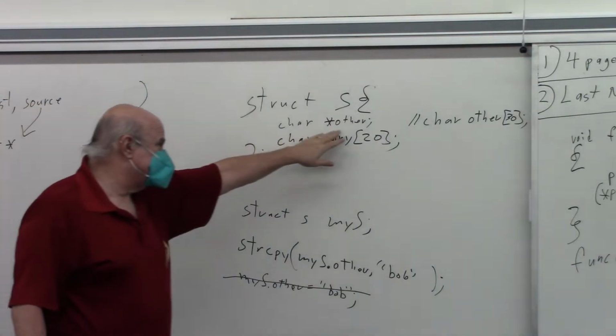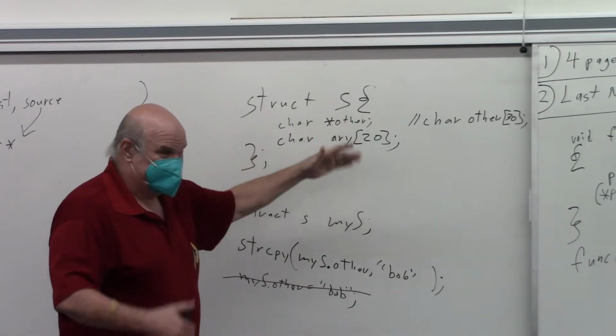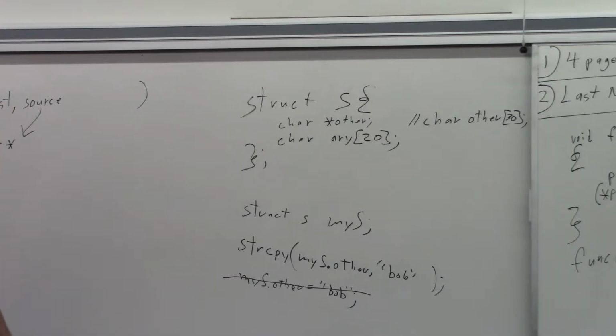Because you can use this. If you declare it like this, you can still say other sub 0, and it's fine. It's just that index of that array. An array is a pointer. A pointer is not necessarily an array.